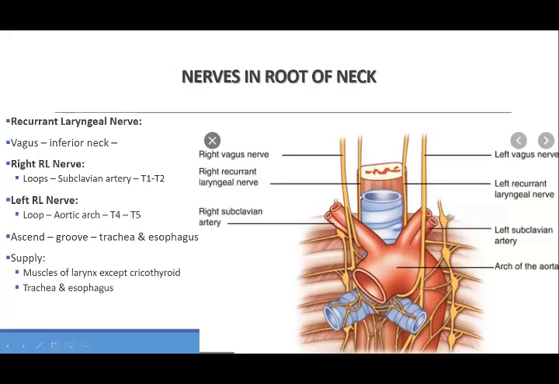This is important because in thyroid surgery you have to find this nerve and make sure you preserve it. You must not damage it. Why? Because it supplies all the muscles of the larynx except one muscle, the cricothyroid. Plus it gives branches to the trachea and the esophagus. So this nerve is extremely important.